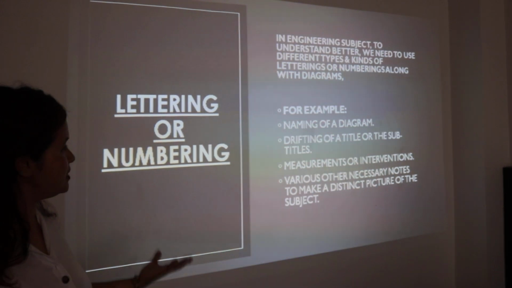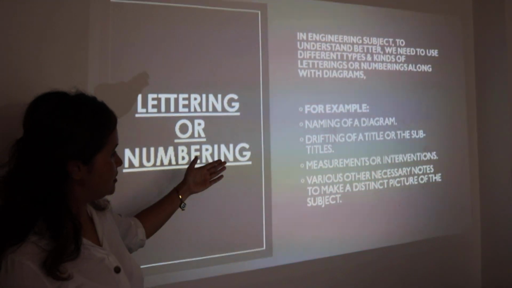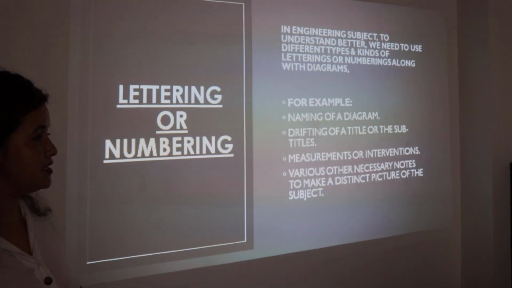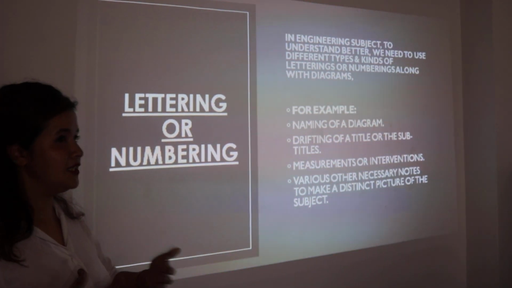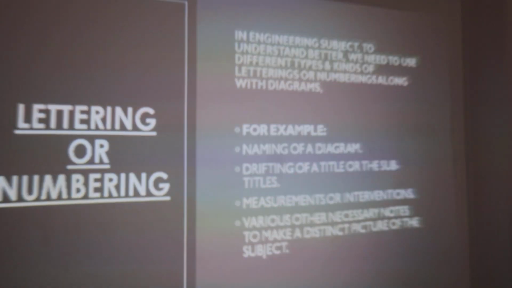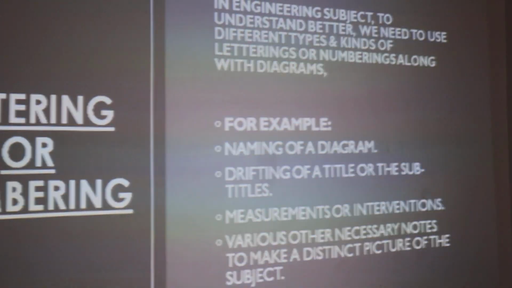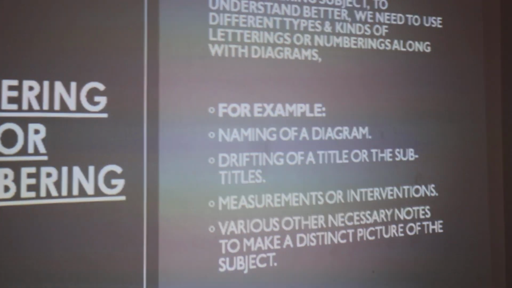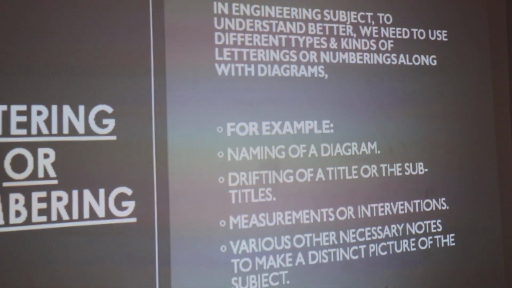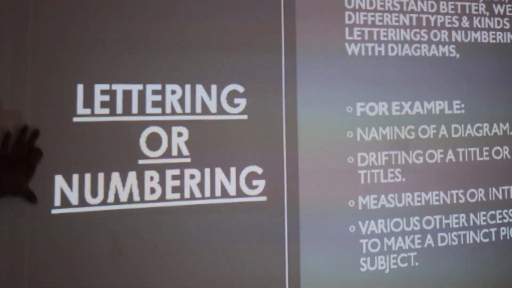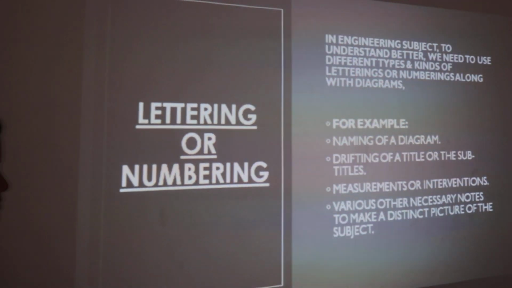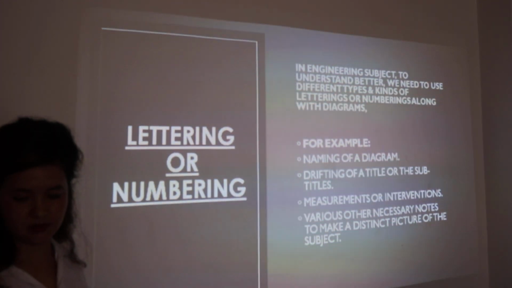So why is it important? For naming of a diagram. Another is drafting of a title or the subject titles. What kind of subject is this, which kind of building is this, what kind of rivers are those, what kind of poles are those, all should be given by lettering or numbering. And also for the measurements and the interventions, and various other necessary notes to give a distinct picture of the subject. So letters and numbers are there. Letters can be A, B, C according to the alphabet, and also numbering from 1 to 100 and more.